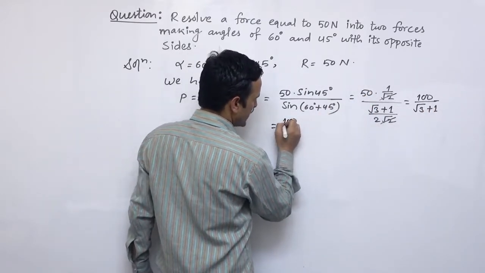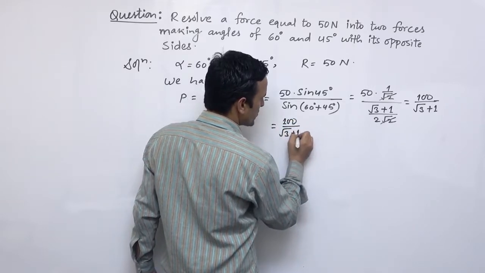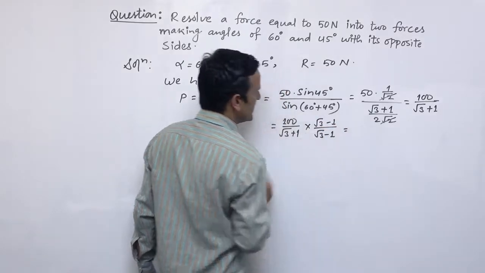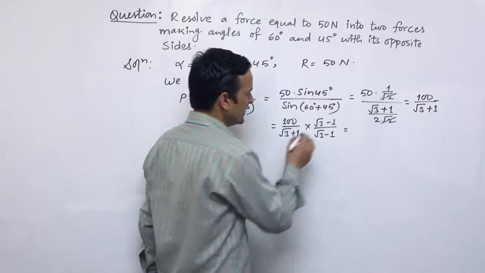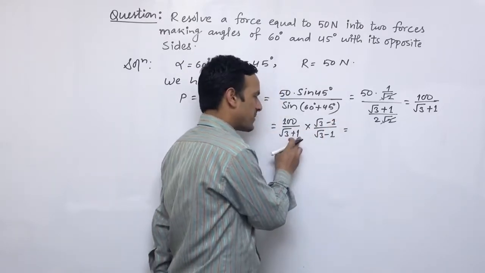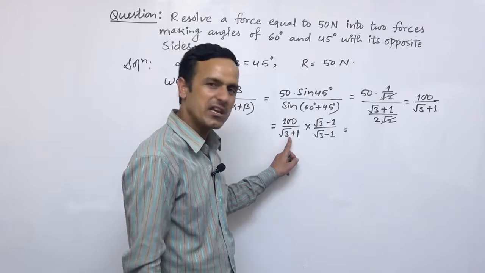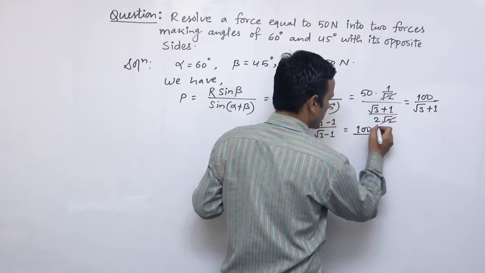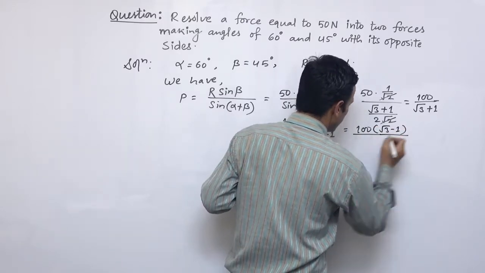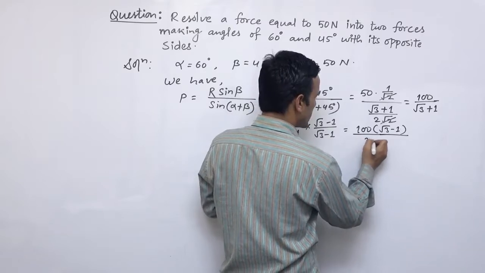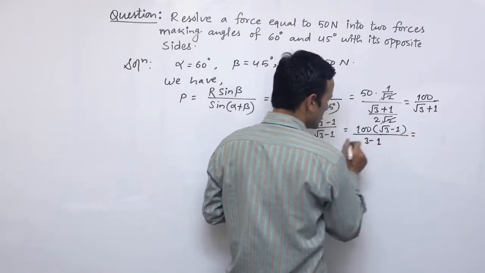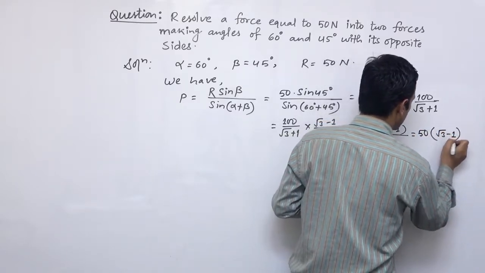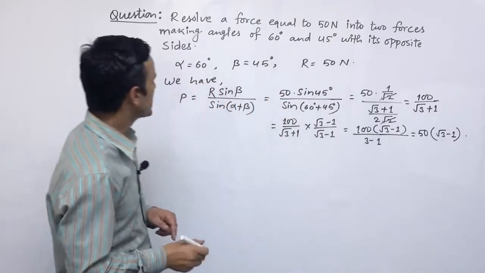Here 100 upon root 3 plus 1 multiply by root 3 minus 1 divided by root 3 minus 1. So we can use conjugate over here to simplify it. So this is A plus B, this is A minus B. So it will be A square minus B square, and 100 divided by root 3 minus 1 is same, and here is root 3 square means 3, 1 square means 1. So it is 2. And 2 cuts 100, it becomes 50. 50 root 3 minus 1. So this is the answer of P.